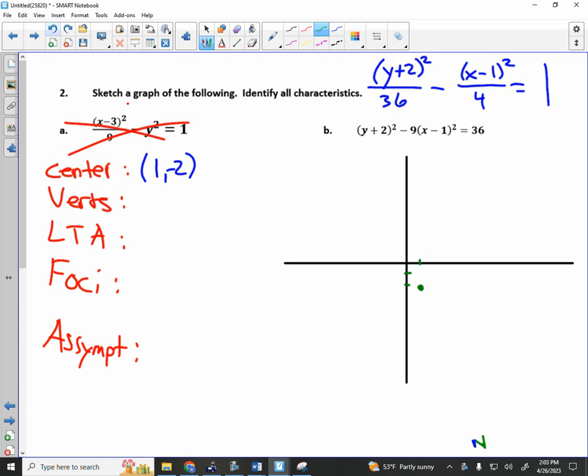How many units do I go in the y direction? 6. So I'm at 2 right now, and I got to go down 6. So 3, 4, 5, 6, 7, 8. And up 6. So 1, 2, 3, 4, 5, 6. That'll be all the way up to 4. How many units do I go in the x direction? 2.